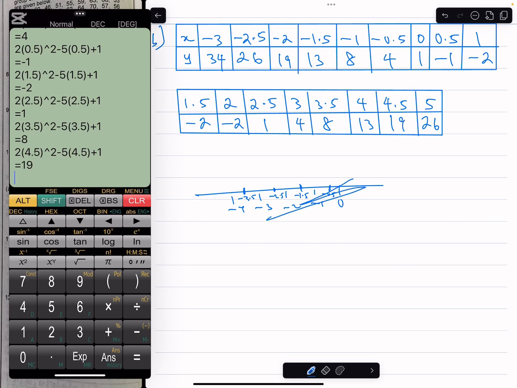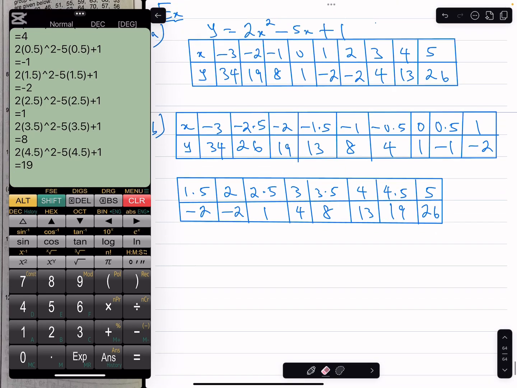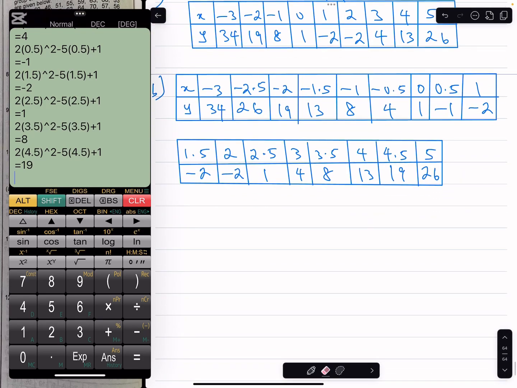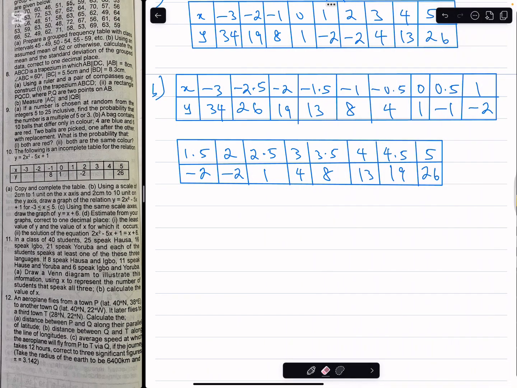Okay, and that's it. So we can now join all of those points and draw the graph of all of those points. It will be easier now to draw that graph. So let's go to the next one. It says we have completed the table. Question B.